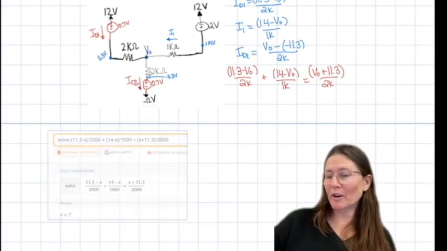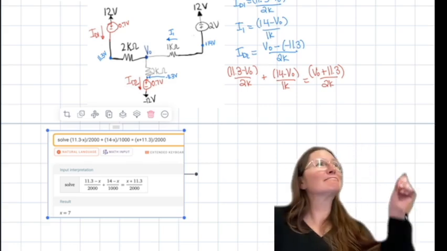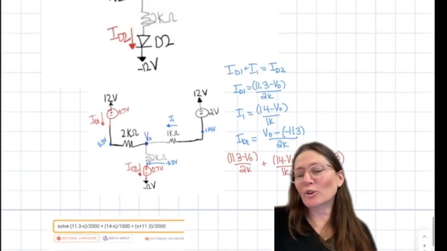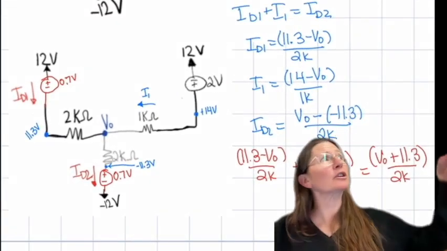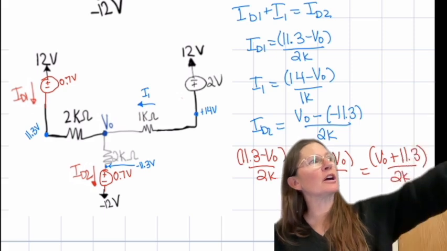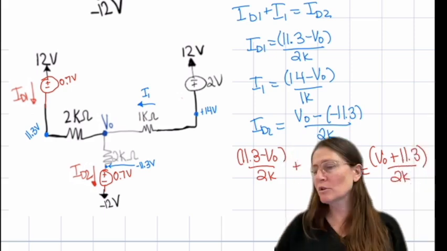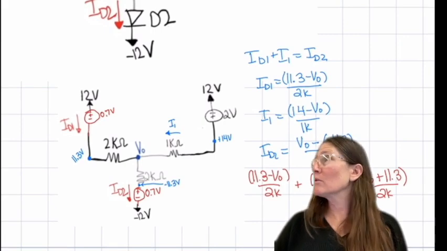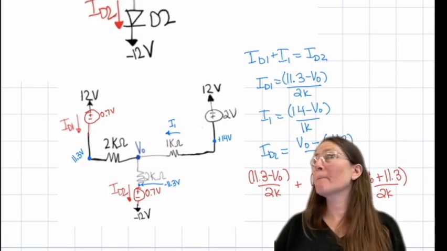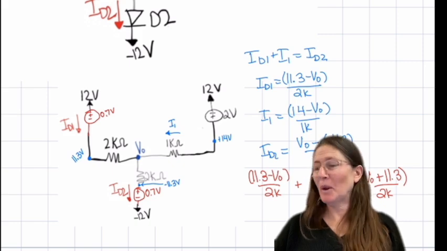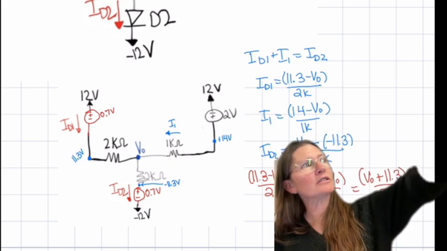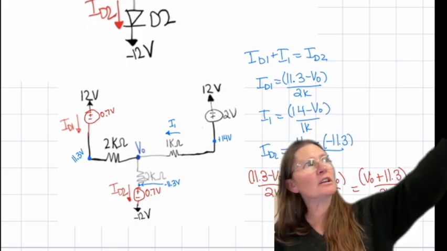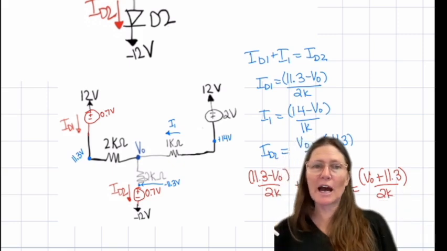Okay, so if you guys have been following what I've been doing, set up to solve for each of the currents. So I know that the currents ID1 plus I1 is going to equal ID2. Current summation into node V0: ID1 goes in, I1 goes in, ID2 goes out.